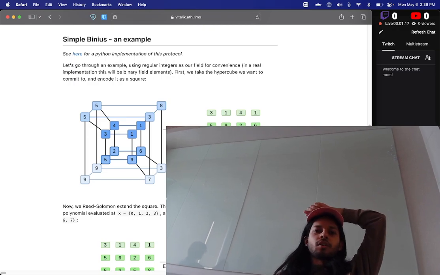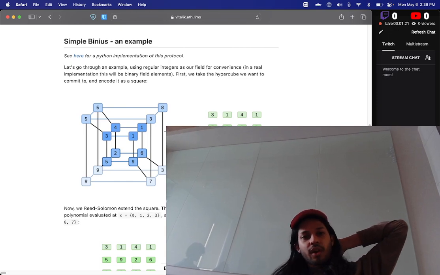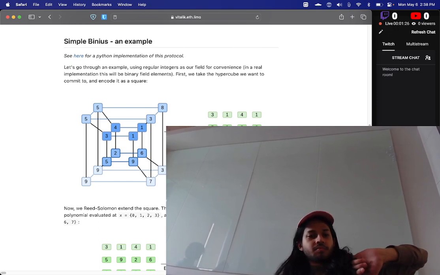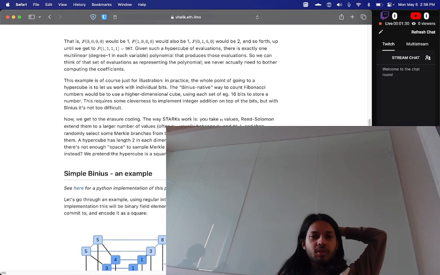But then, oh, I see. What you're going to commit inside this cube is like... Oh, I see. These are just regular integers as our field for convenience. Yeah. Binary field elements. Okay, I see.